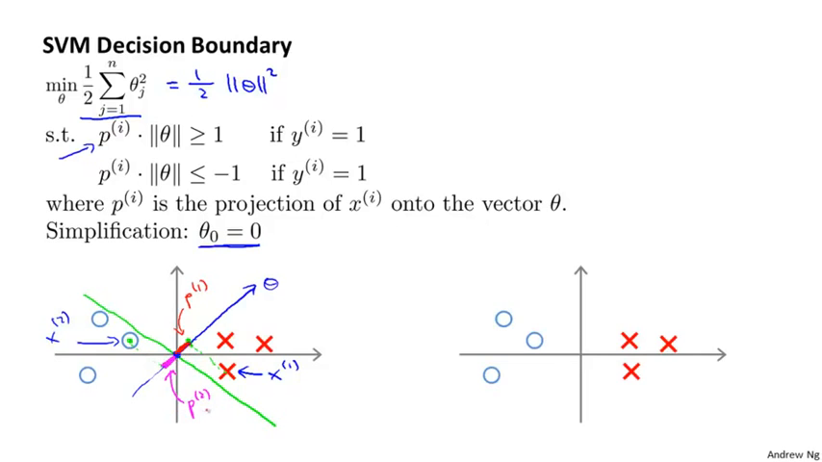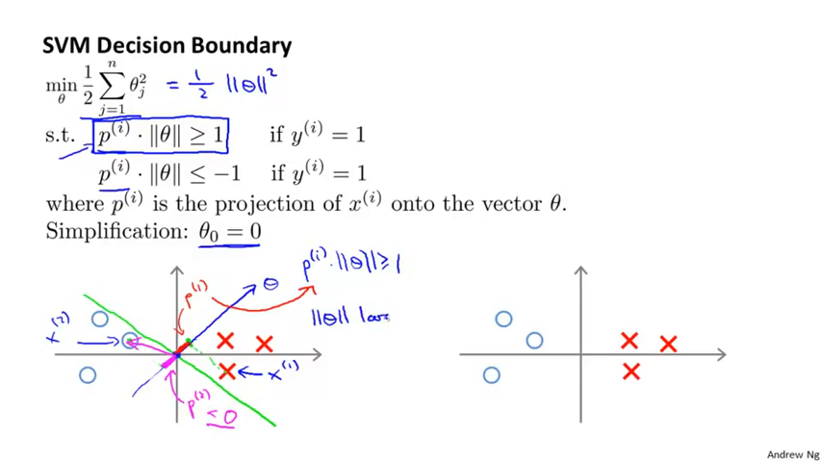P2 will actually be a negative number, right? Because it's in the opposite direction. This vector has greater than 90 degree angle with my parameter vector theta, so it's going to be less than zero. And so what we're finding is that these terms, pi, are going to be pretty small numbers. So if we look at the optimization objective, for positive examples we need pi times the norm of theta to be bigger than or equal to 1. But if P1 over here is pretty small, that means that we need the norm of theta to be pretty large, right?